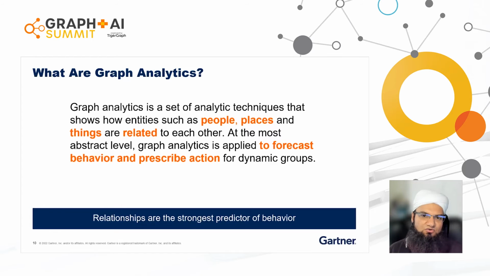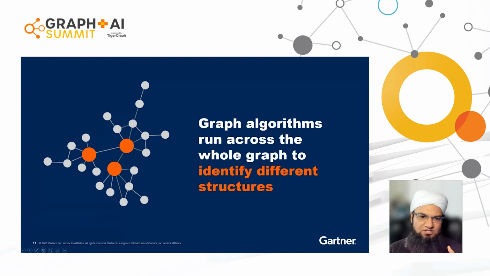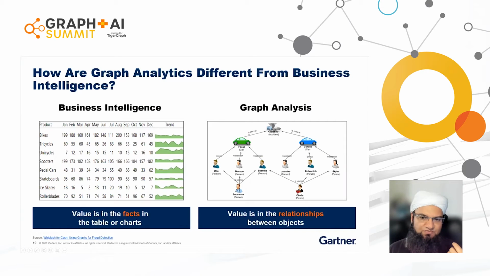Graph analytics are also applied to forecast behavior and prescribe action for dynamic groups. Graph algorithms do this by examining the overall structure, the overall nature of networks through their connections. And with this approach, you can understand the topology of connected systems and model their processes. So in summary, graph algorithms, graph analytics, run over the whole graph structure to identify elements that represent the behavior of the system.